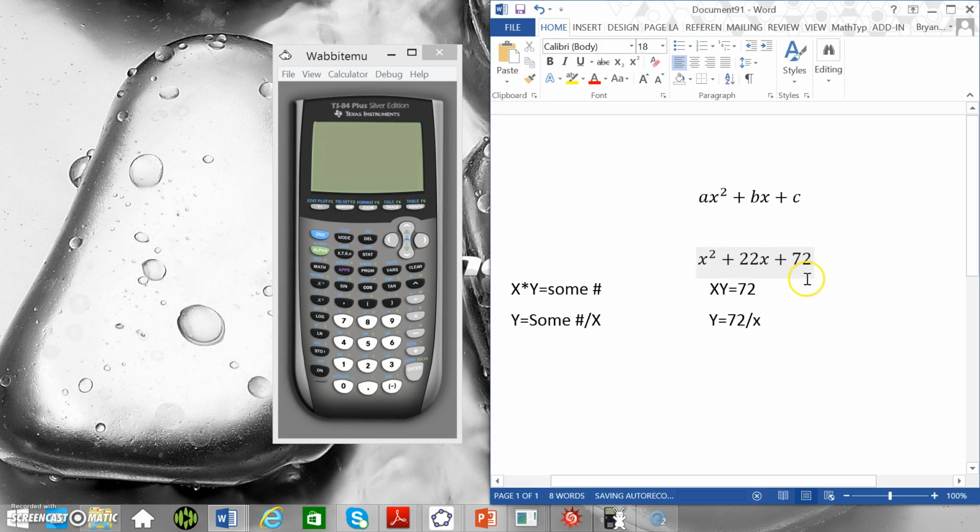Well, 72 has a lot of factors, and you might struggle on this, or it might be another number that you're really struggling with, and that's where the graphing calculator can come in handy. In general, if you have two numbers, x times y, they multiply to give you some number. x and y are the factors of that number. If we divide both sides by x, we get y equals some number divided by x.